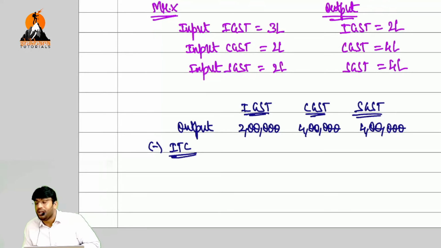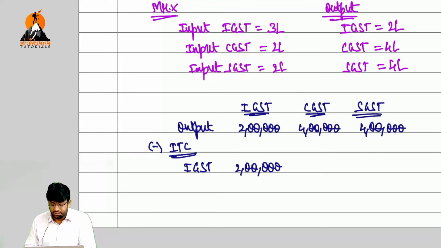Getting clarity friends? I repeat one more time. First always use what credit friends? IGST credit. When IGST credit is completely done, please use CGST or SGST. Come on friends, what should I use now? How much is my IGST credit? First I will use 2 lakhs here. Correct or not? Balance 1 lakh where I should use?